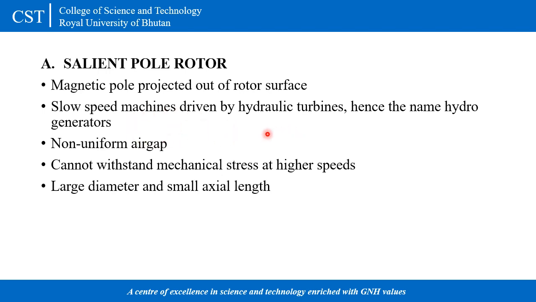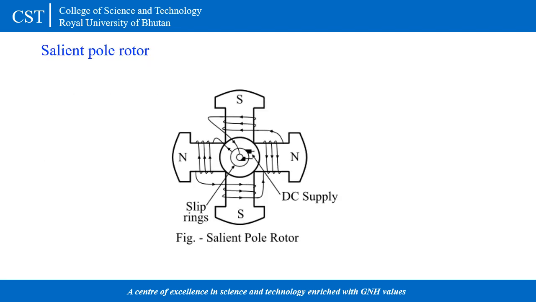Because they are driven by hydraulic turbines, they are called hydrogenerators, and the air gap is non-uniform. They cannot withstand high mechanical stress at higher speeds because they only work with slow speed machines. They have large diameter and small axial length. Here is the diagram of salient pole rotor. As I have told earlier, we can see there is a magnetic pole projected out of the main rotor.